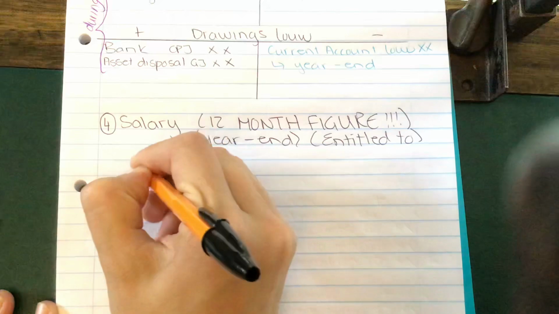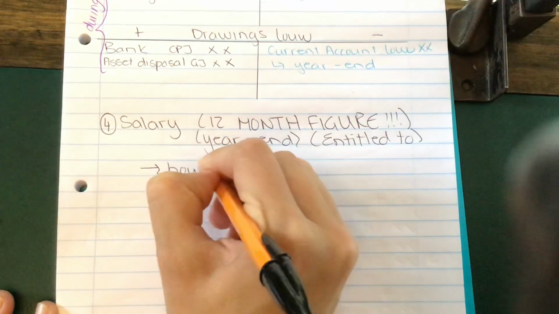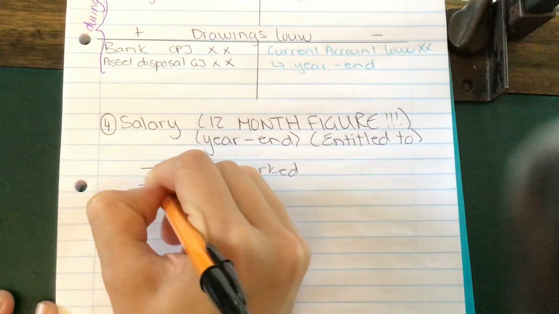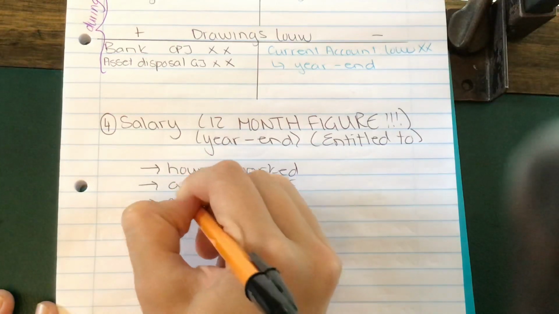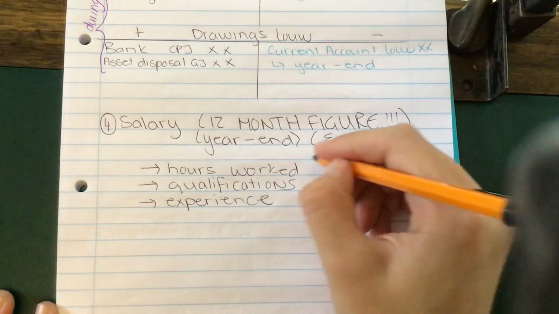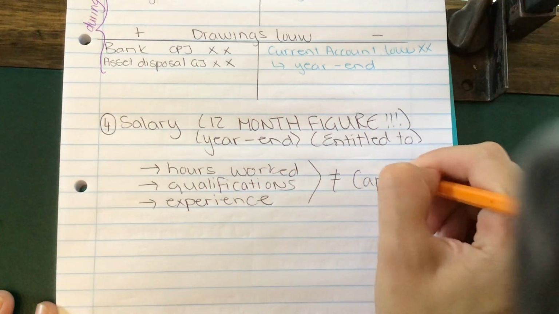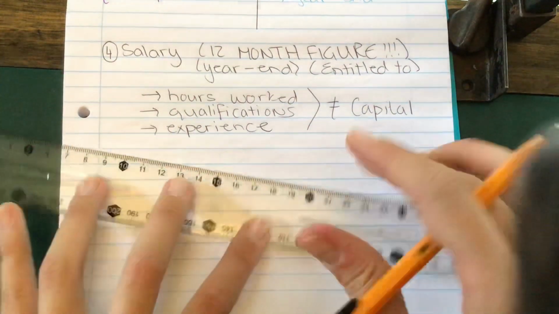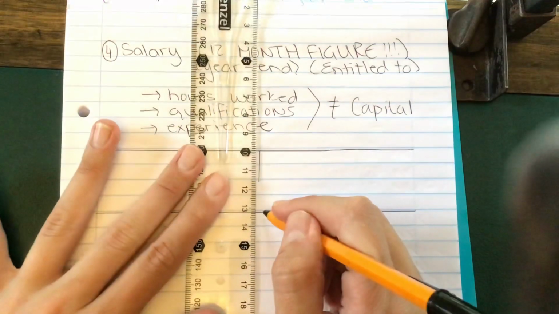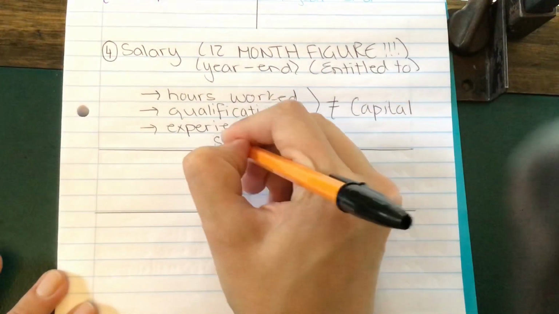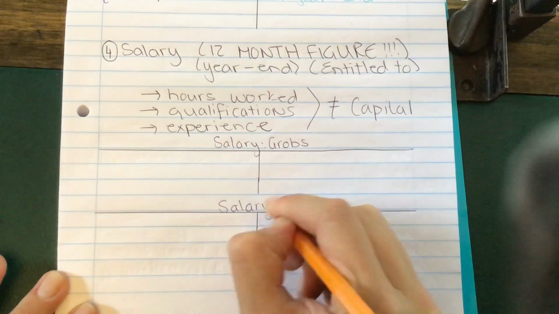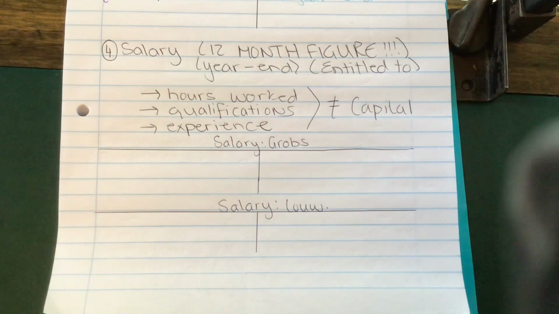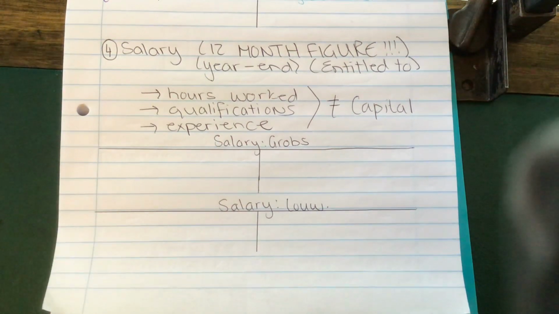And this salary allowance is dependent on the hours worked, their qualifications, as well as their experience. It has nothing to do with their capital at all. Okay, so each one will have their own little accounts. Remember, this is done at year end because during the year, whenever he wanted a salary, he took it out with drawings. So there'll be a salary for groups and a salary for low. Now remember, a salary is everything that they were entitled to.